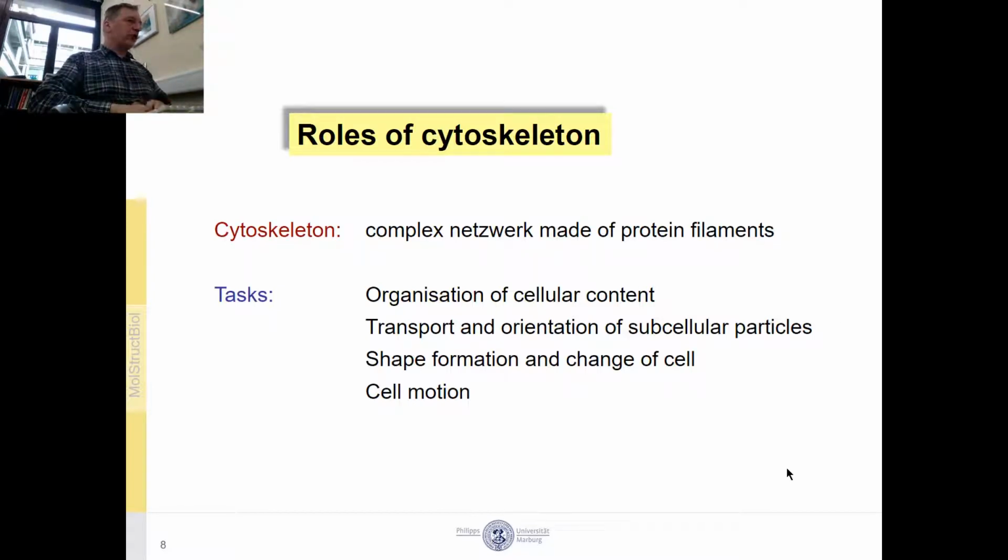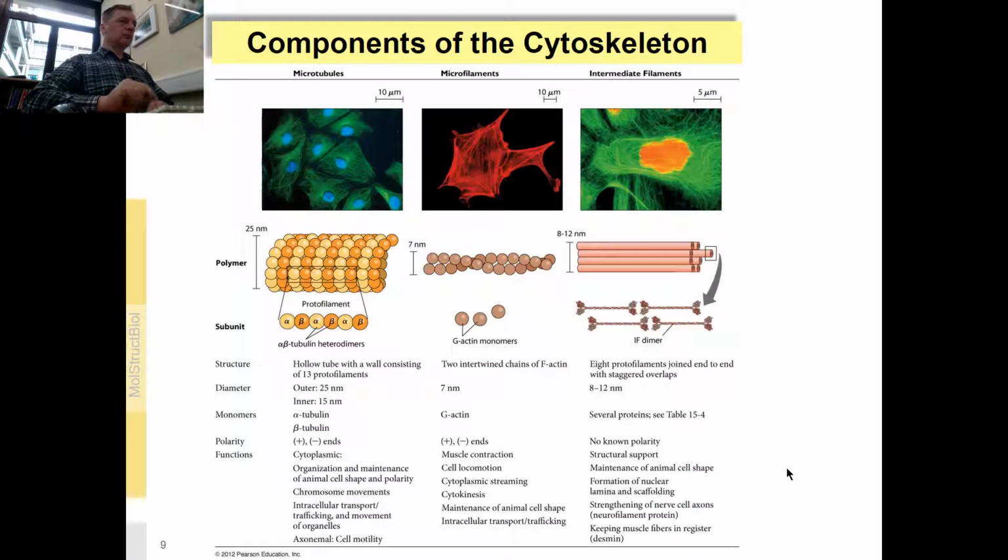Shape formation and change of the cell. Yes, cells have shape and they can sometimes change their shape. Also, bacteria have shapes. So you will see we also have cytoskeletons in prokaryotic organisms. And of course, this kind of cytoskeleton is also required for cell motion. And that's actually the part where, in the last 3 points, transport, shape formation and change, and cell motion, our motor proteins come in.